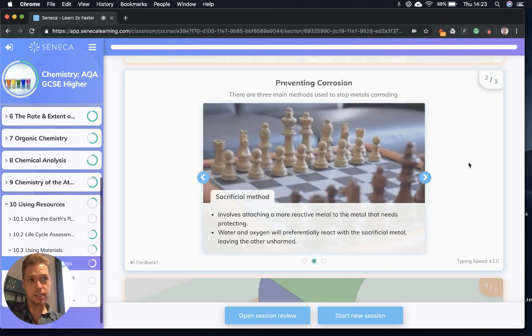So, we better learn some other mechanisms because it sounds like coating isn't always the best. So, the sacrificial method involves attaching a more reactive metal to the metal that needs protecting. So water and oxygen will preferentially react with the sacrificial metal, leaving the other unharmed. Okay, sacrificial method is my new favorite chemical term. I love it.